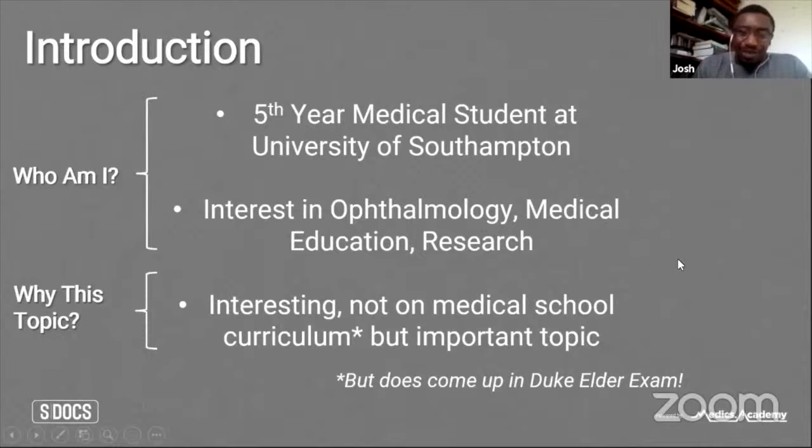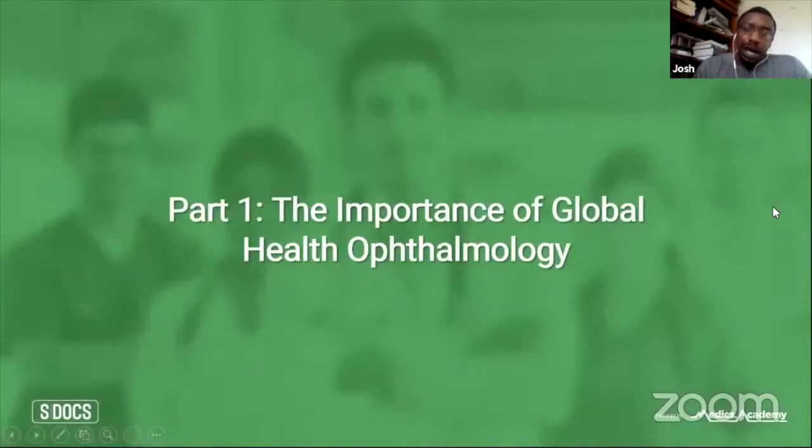I put an asterisk because even though it's not in a medical school curriculum, it does come up on the Duke Elder exam. For anyone who's interested in that exam, search up more on it if you don't know what it is. It's just an exam that you can opt in to do as a medical student. It's all based on ophthalmology. If you do well on the exam, it will help your CV basically. So that's the Duke Elder exam. And now we'll go on to fully part one, the importance of global health ophthalmology.